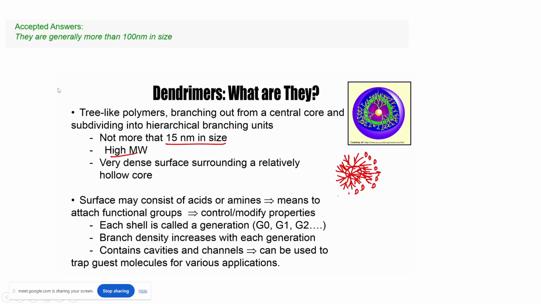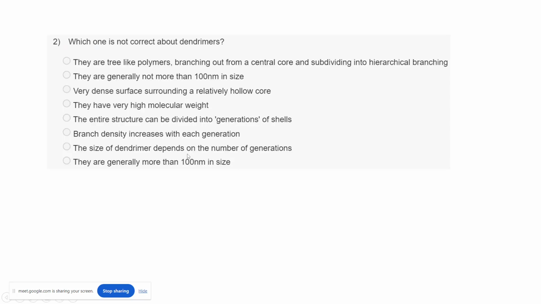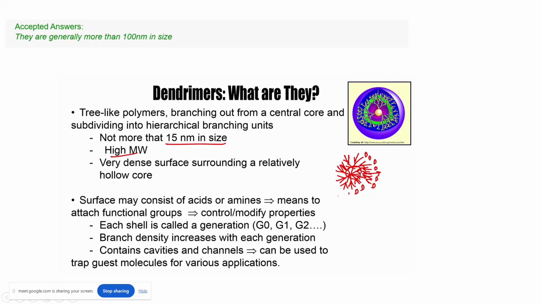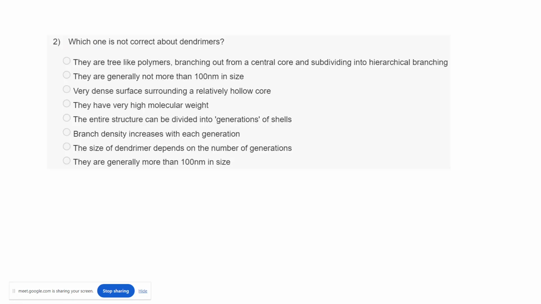They are not more than 15 nanometer in size, and initially there will be a layer, and then a second set of branches and a third set of branches. Each shell is called a generation, and the branch density increases with each generation. So the size of the dendrimer also depends on the number of generations. For example, a 2 generation dendrimer will be smaller than a 4 generation dendrimer. So the only option that is not correct here is they are generally more than 100 nanometer in size.